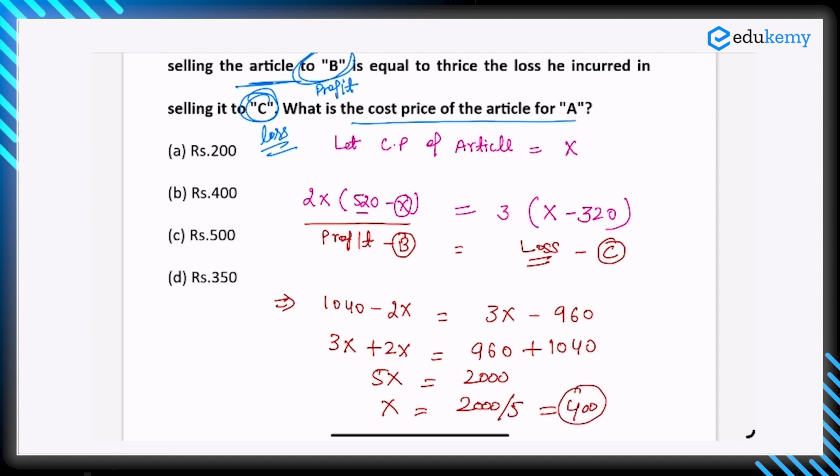Equal to 400 means the cost price of A for the article was 400 rupee. So the answer here will be B.